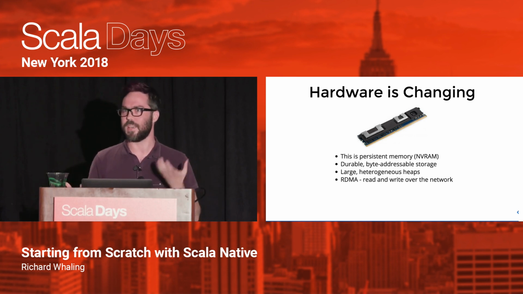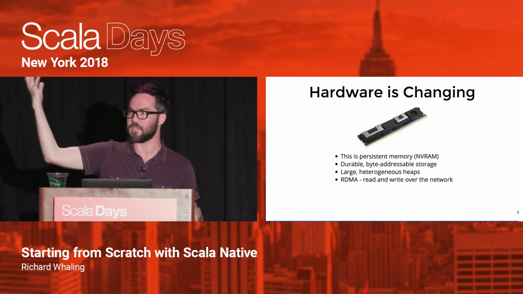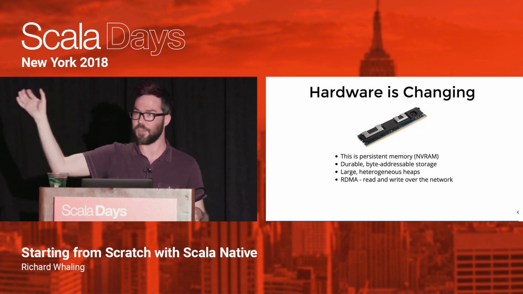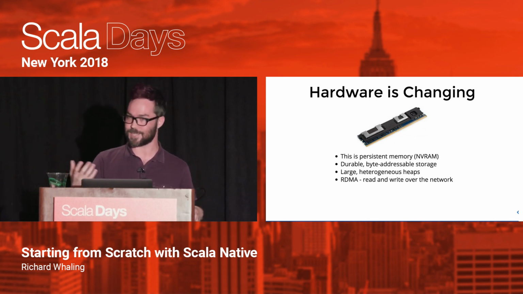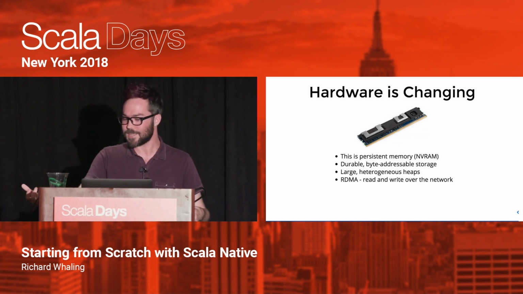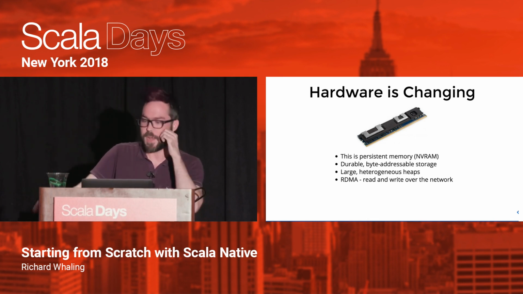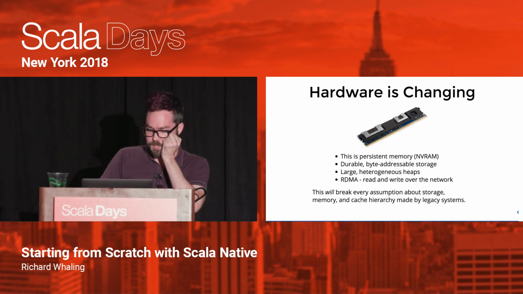So all of a sudden, you have this heterogeneous heap where you want to keep things that look like objects, but you certainly don't want to garbage collect them because they're supposed to stay around even after your program exits. Other programs might be reading them. You could even read and write to them over a network. And I think it's going to change and break just about everything.